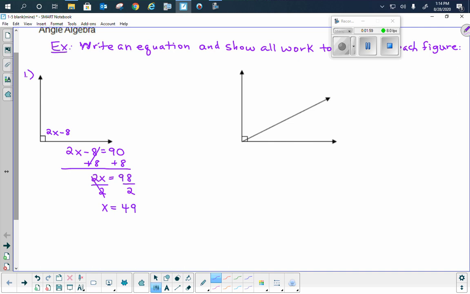Okay, and then we need to talk about whether your answer should be just 49 or 49 degrees. Since x does not stand alone in the picture up here, it's going to just be x is 49. But if you were to plug 49 in up here and say 2 times 49 and then minus 8, that answer would be a degree measure. And that degree measure would be 90 degrees. Okay.